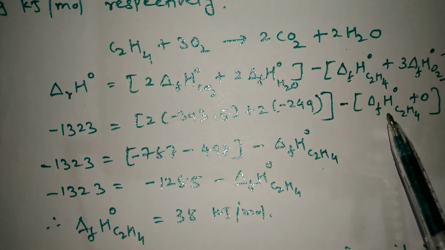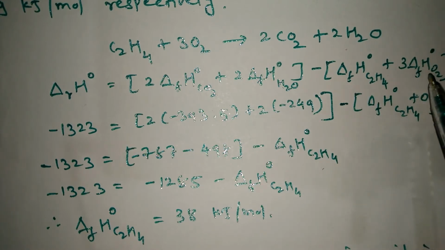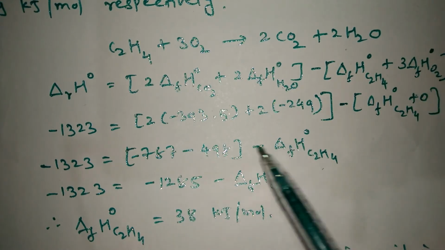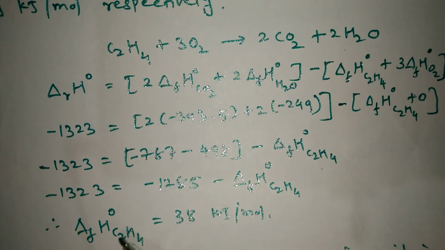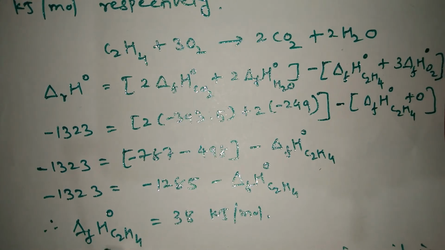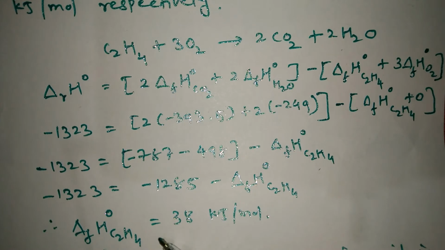Enthalpy of C2H4 we are going to calculate. And what is the enthalpy of O2? The enthalpy of O2 is 0. After multiplying and subtracting the equation, now we get delta f H of C2H4 is equal to 38 kilojoule per mole.